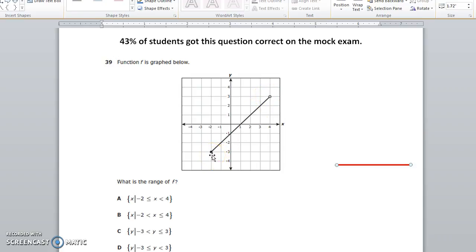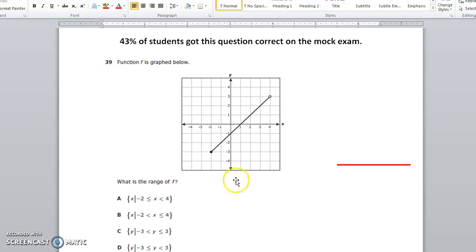This is a closed point, which means that this point, -2, -3, is part of the line. And then right here, this is an open point, which means that this line goes all the way up to 4, 3, but because it's an open point, this line doesn't include the point 4, 3. 4, 3 just shows you where the border of this line is. What is the range of f?